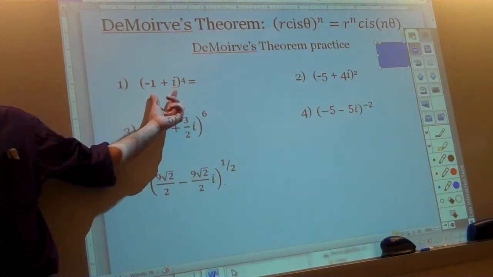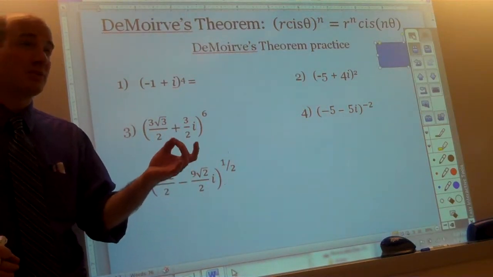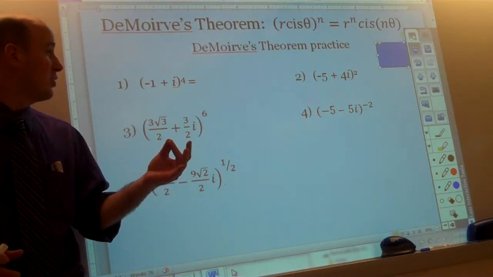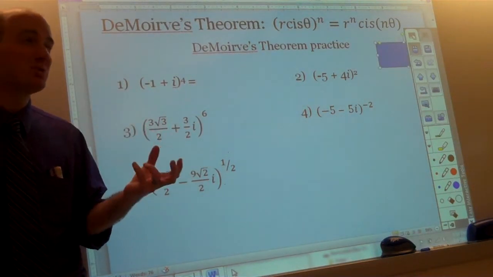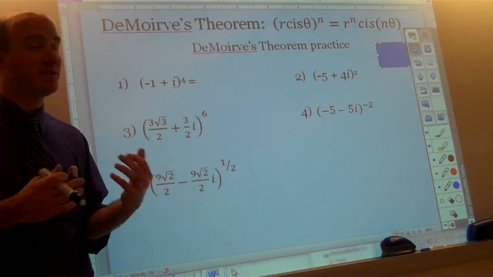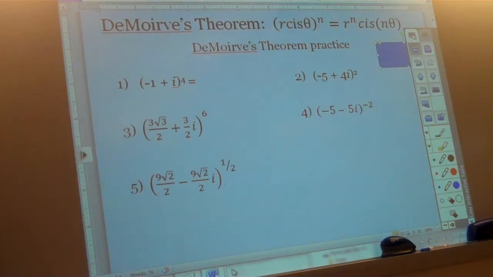Something like number 1. Since it's to the 4th power, I could square and then square again. Or I could convert and do De Moivre's theorem. Both sound like 2 steps, it's just a matter of the first way might be a little more tedious. So why don't we get practice in converting, because that's probably something we also have forgotten.